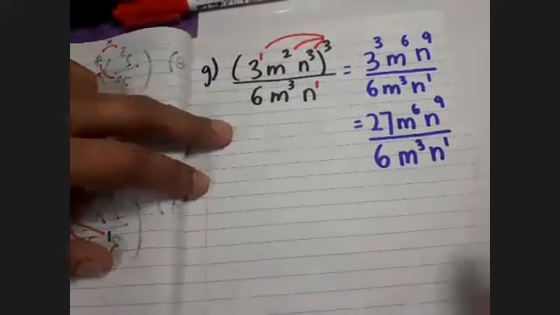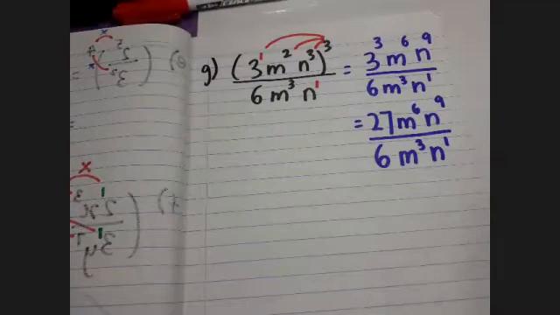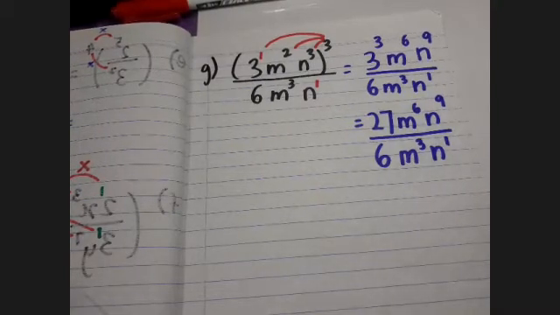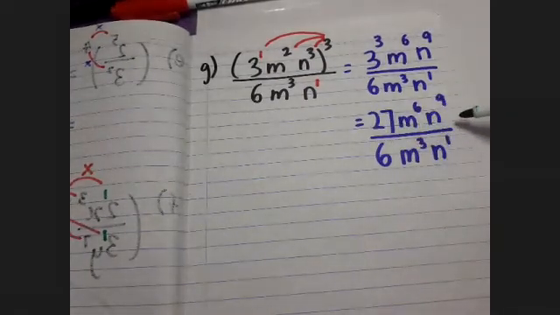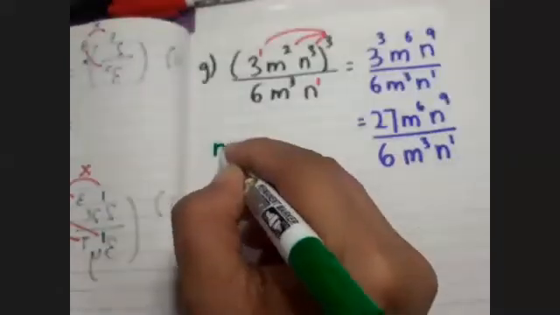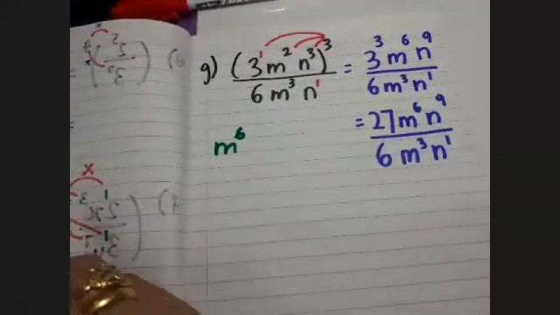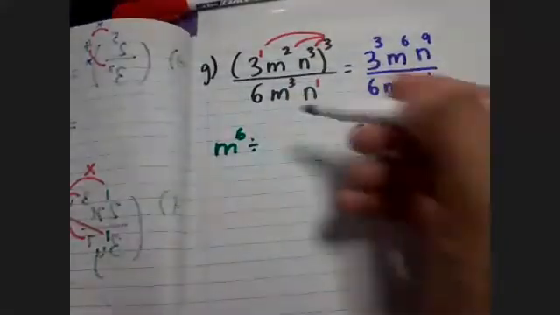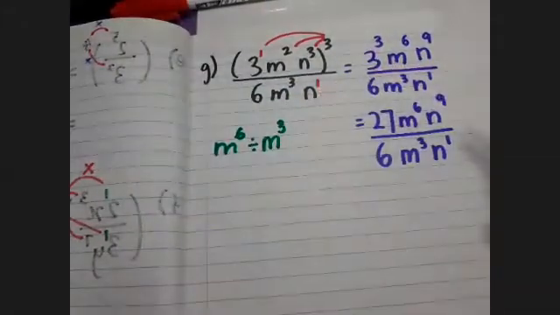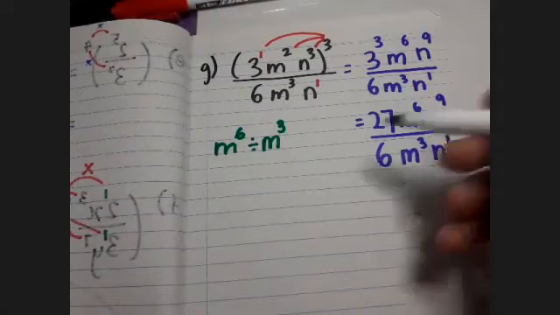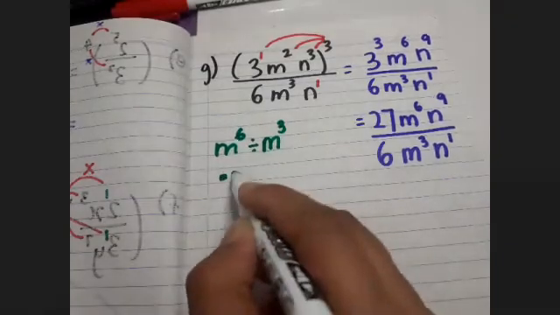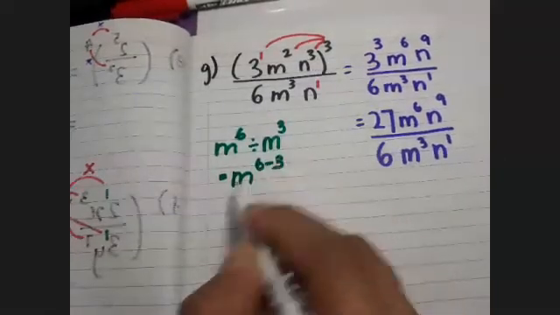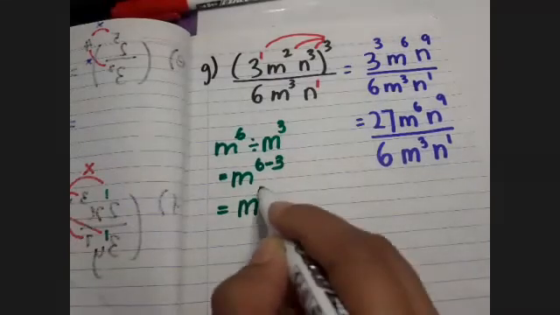N power of 1. Okay, if you look at the index, we look at the base. We have two bases, M and N. And this is division, divide. Okay, you can solve the same base. M power of 6 divided by M power of 3. You use second law. When bases are same, the index we can minus. So 6 minus 3. The answer is M power of 3.